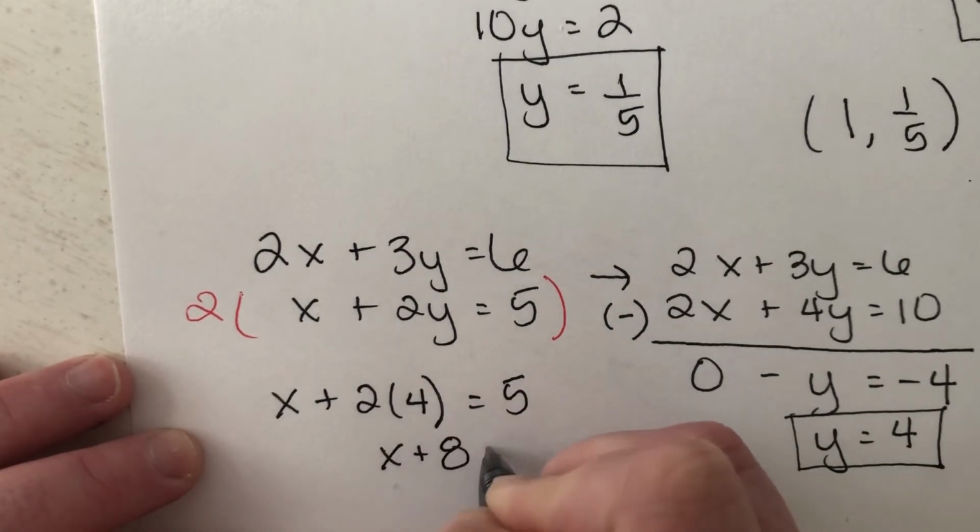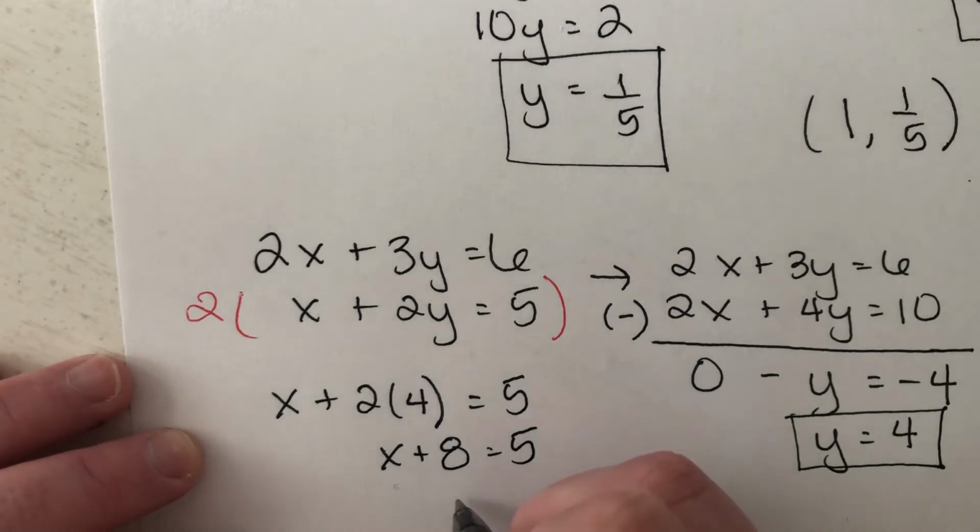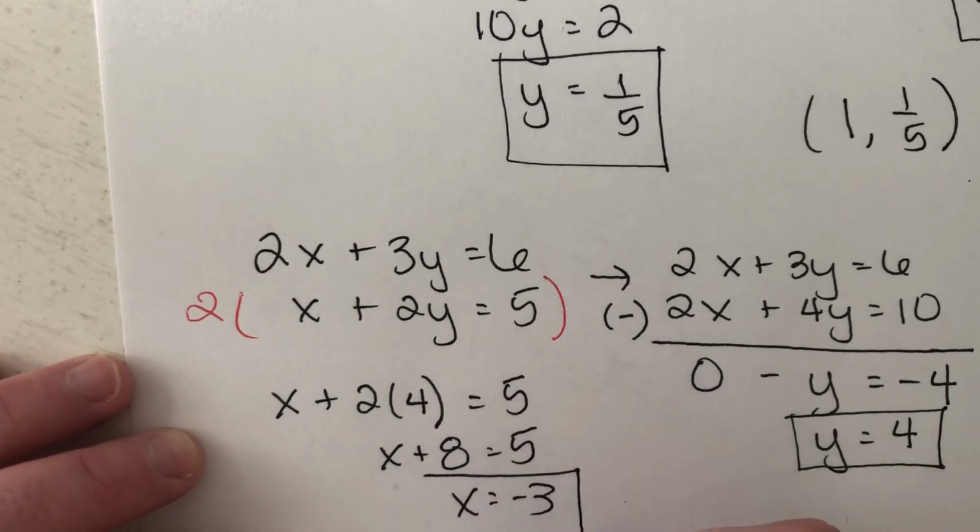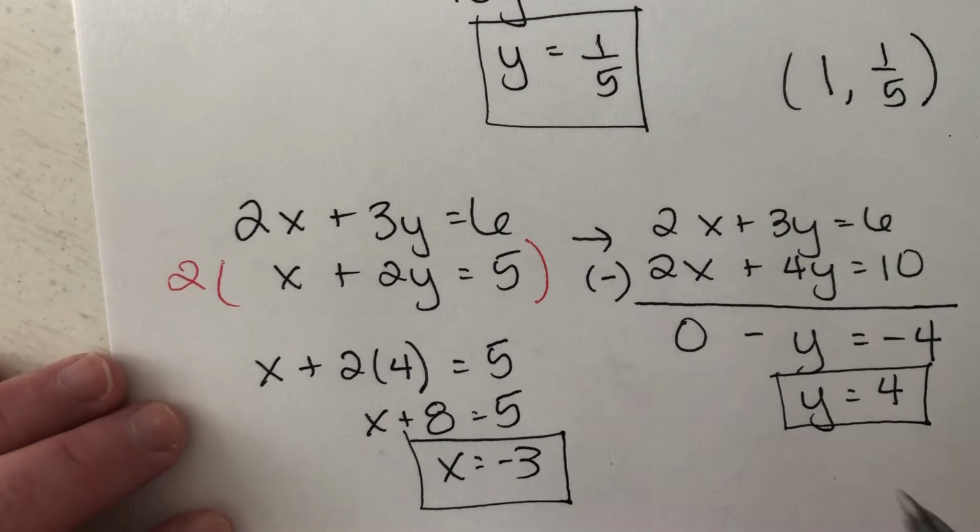X plus 8 equals 5. Minus 8 from both sides. X equals negative 3. So my answer here would be negative 3, comma 4.